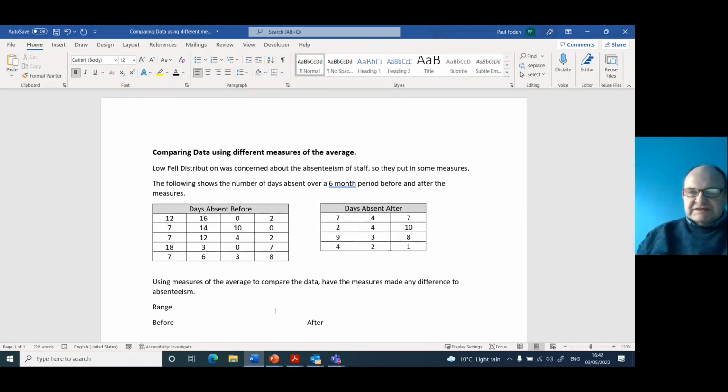Now the average is actually in 4 different measures that we look at. One is the range, it's the biggest take away the smallest. One is the mean, which is where you add them all up and divide by what you've got. Another one is the median, where you put all the numbers in order and find the middle value. And also the mode, which is the most popular.